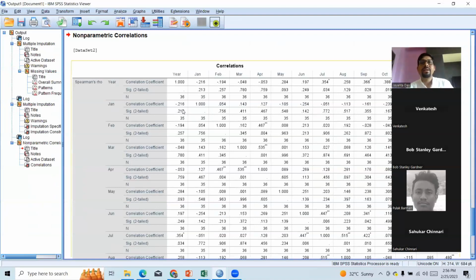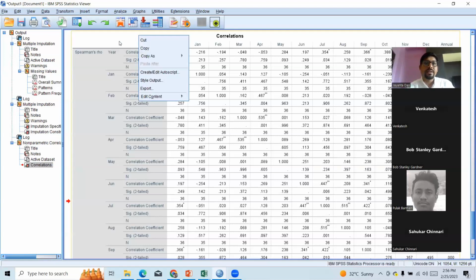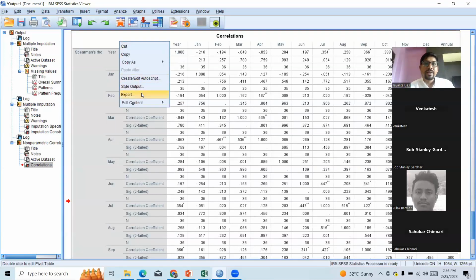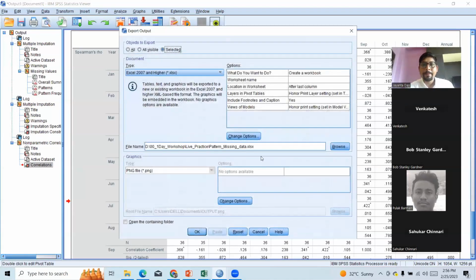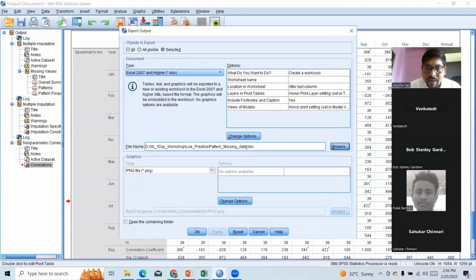So here is our correlation table. Just click it, export this data. Just change this name here to Spearman Rho. And click OK.